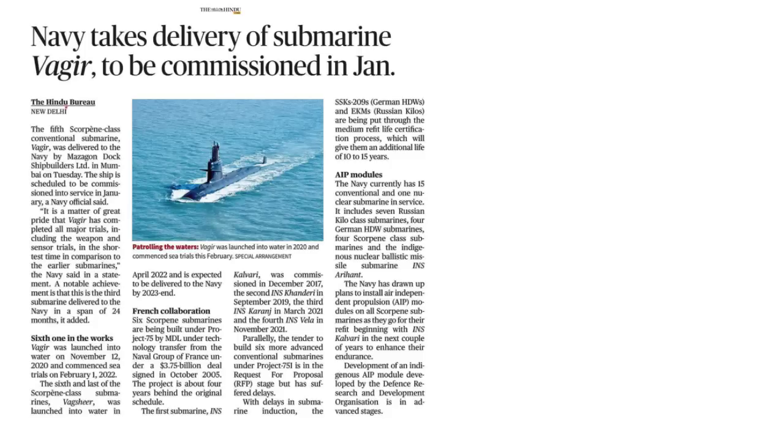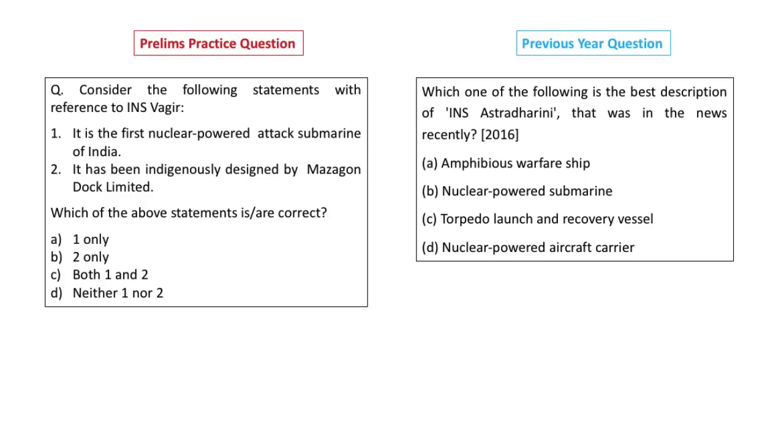You must have read about submarine Vagir in news. Let's consider this question. Consider the following statements with reference to INS Vagir. It is the first nuclear-powered attack submarine of India. It has been indigenously designed by Mazagon Dock Limited. Well, the nuclear-powered submarine, that is Arihant class, and INS Vagir is of Kalvari class.